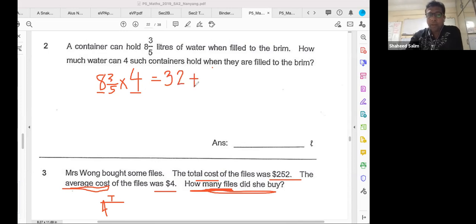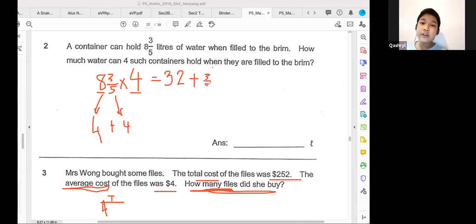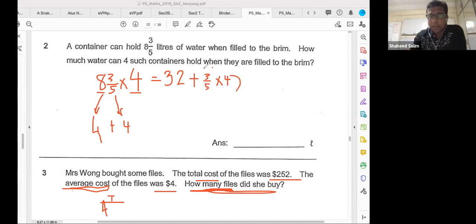So now what we do, we take this 8, you times by 4 first. Then we take 3/5, you times by 4 also, both times by 4. And then you plus together. So 8 times 4 is 32. Then the next one, 3/5 times 4. Then you plus, this one we bracket up, okay?